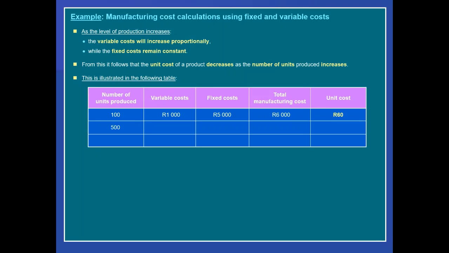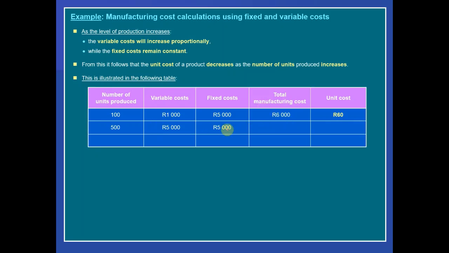Now let's say we increase the number of units produced to 500. What will our variable cost be? Well, we said it is 10 Rand per item. So 500 times 10 should give us 5,000 Rand. Our fixed cost, however, won't change at all. Even though we now produce more, the fixed cost still remains at 5,000 Rand.